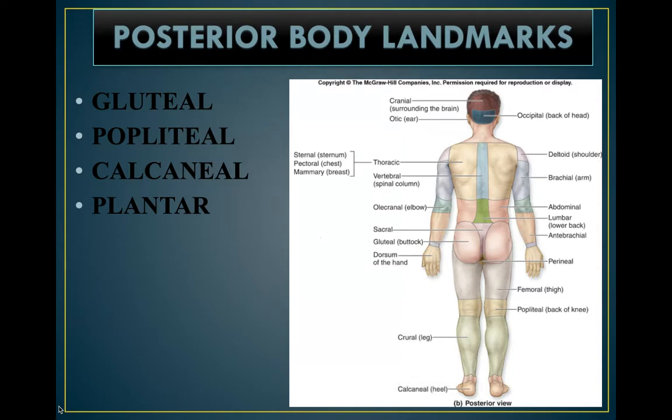And then your heel is calcaneal. So calcaneal references specifically your heel. That bone that makes up your heel is called your calcaneus. So calcaneal region. And the last term that's up here is called plantar. It's not on this diagram, but you should add it. Plantar is the bottom of your foot. So think about stomping or planting your foot on the ground, and you would know what the plantar region really is.